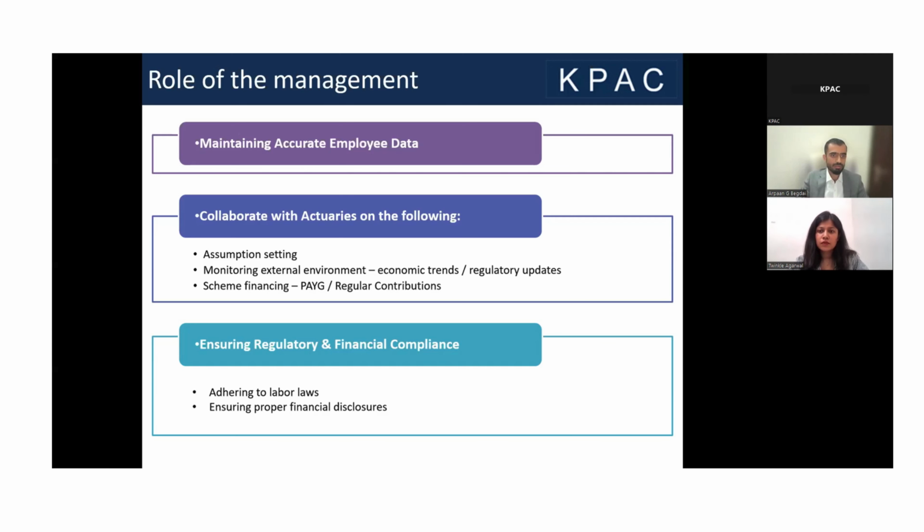So regular collaboration with the actuaries can help the management to understand what could be the possible impact on the actuarial liability, what could be the possible impact on the expenses, and how these can be further taken care of, as in how these can be optimized or how these can be recognized in the books of accounts.